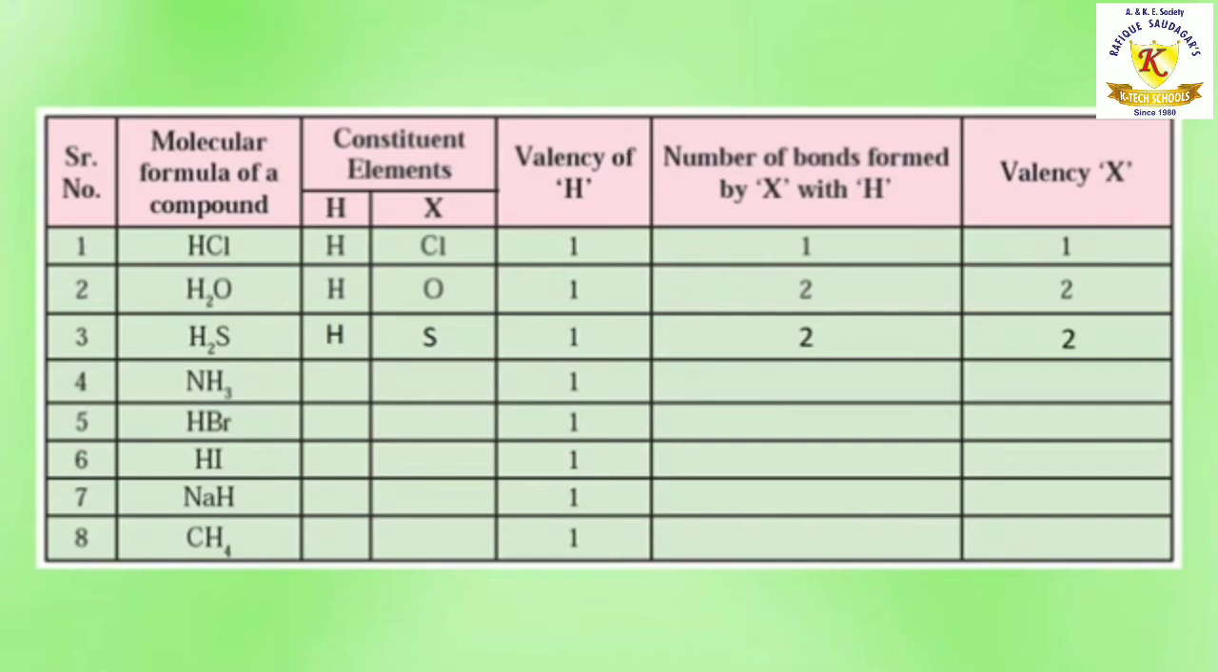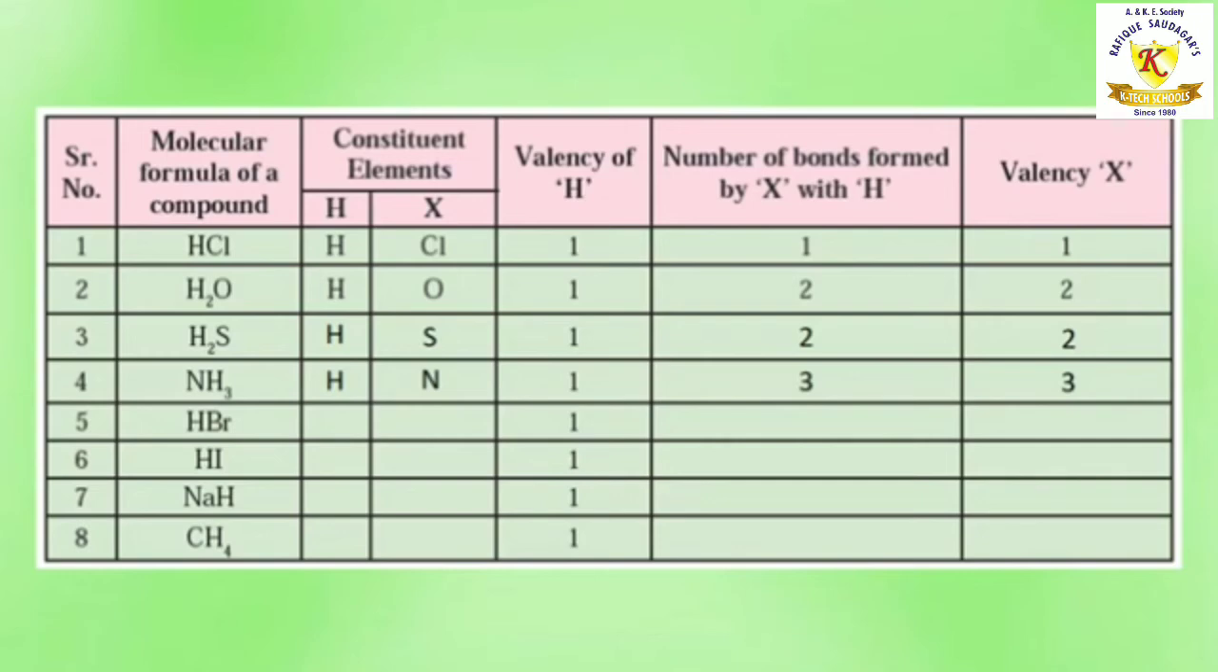Got it? The next is NH3. So the constituent elements will be H and N. Valency of H is 1 as it is constant, and number of bonds formed by X with H is 3. So the valency will also be, can you tell me? It will be 3. Correct.